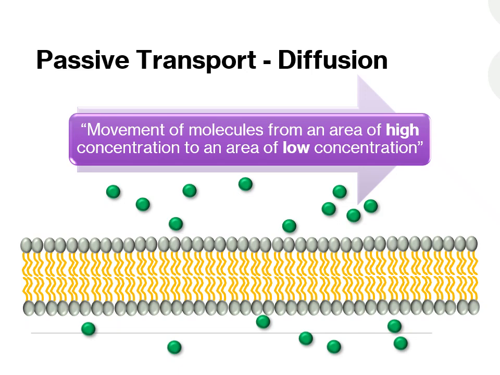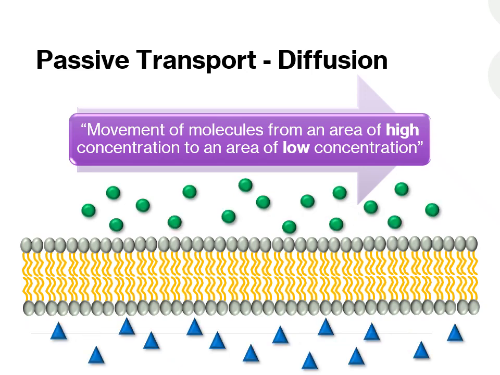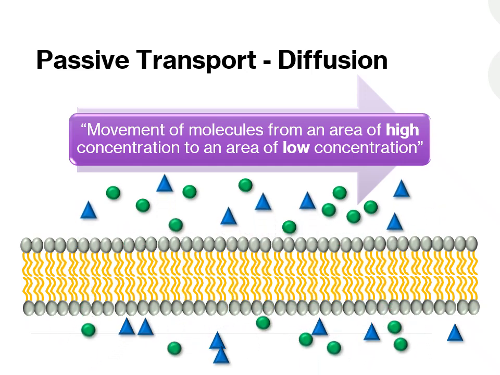So, what happens if we bring in a second type of molecule? How do you think our blue triangles will affect things? Well, the simple answer is that they won't. Each type of substance will move down its own gradient, regardless of the direction of movement of the other.